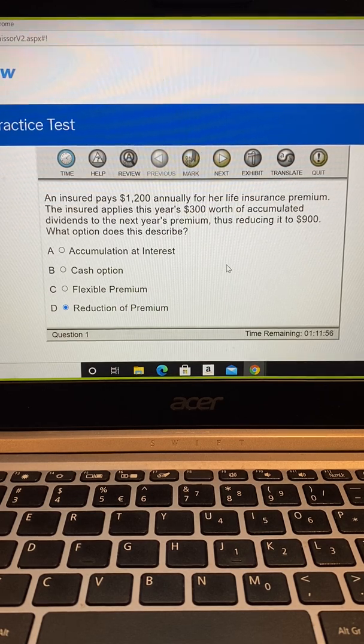CLIF, the C is cash. These are the settlement options. The L is life income. The I is interest only. The F is fixed amount. And the other F is fixed period.